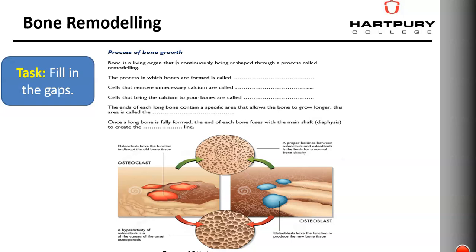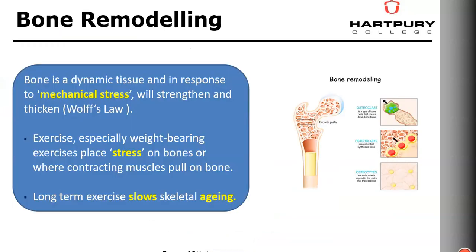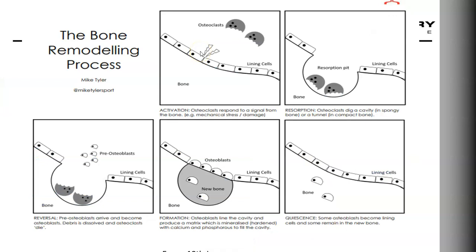Okay, and the end of each long bone contains a specific area that allows the bone to grow longer. This area is called the, can we remember that one? Epiphyseous or epiphyseal line is our next one. So once the long bone is fully formed, that would fuse the main shaft to create the epiphyseal line. I apologise for going back there.